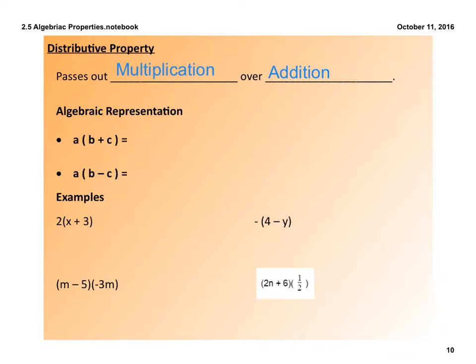Our last property is the distributive property, and the distributive property passes out multiplication over addition and, I guess, subtraction. The algebraic representation of it is that we take a times a sum, b plus c, and what this property says that we do is we take that number outside, the a, and we multiply by both things on the inside. We do a times b plus a times c. Similarly, distributing over subtraction, a times b minus a times c.